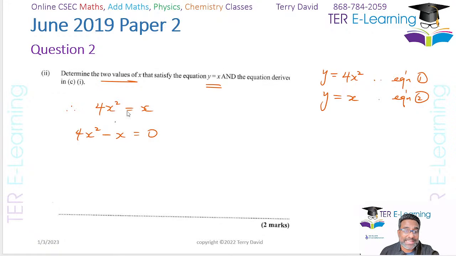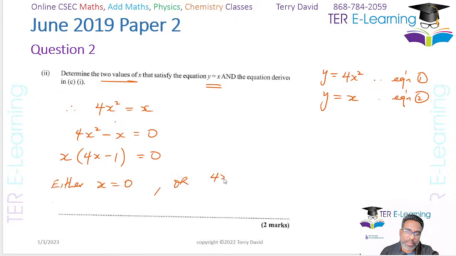Now I have a quadratic that is easy to solve. All I need to do is to factor out x. So this is going to be x times 4x minus 1 is equal to 0. So now when I solve this, I'm going to get two values of x. So I can say either x is equal to 0, that's one solution, or my second solution is 4x minus 1 is equal to 0, 4x is equal to 1, and therefore x is equal to a quarter, right? So those are my solutions. x is equal to 0 and x is equal to a quarter, right? Hope you guys are okay so far.